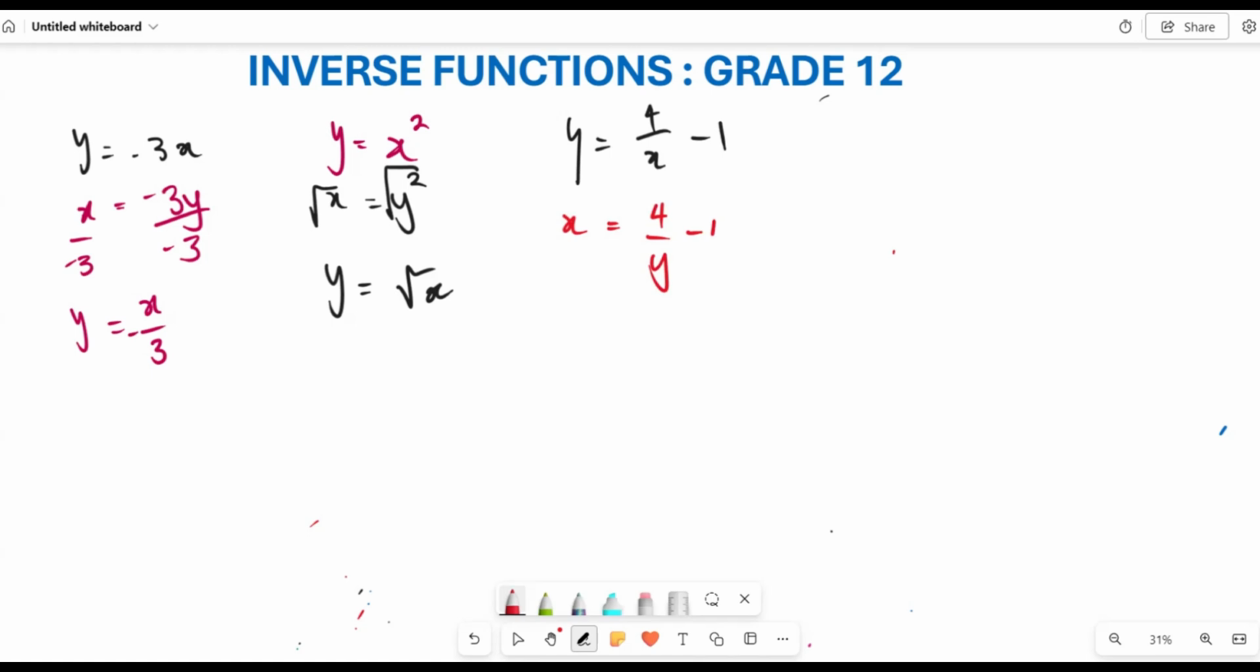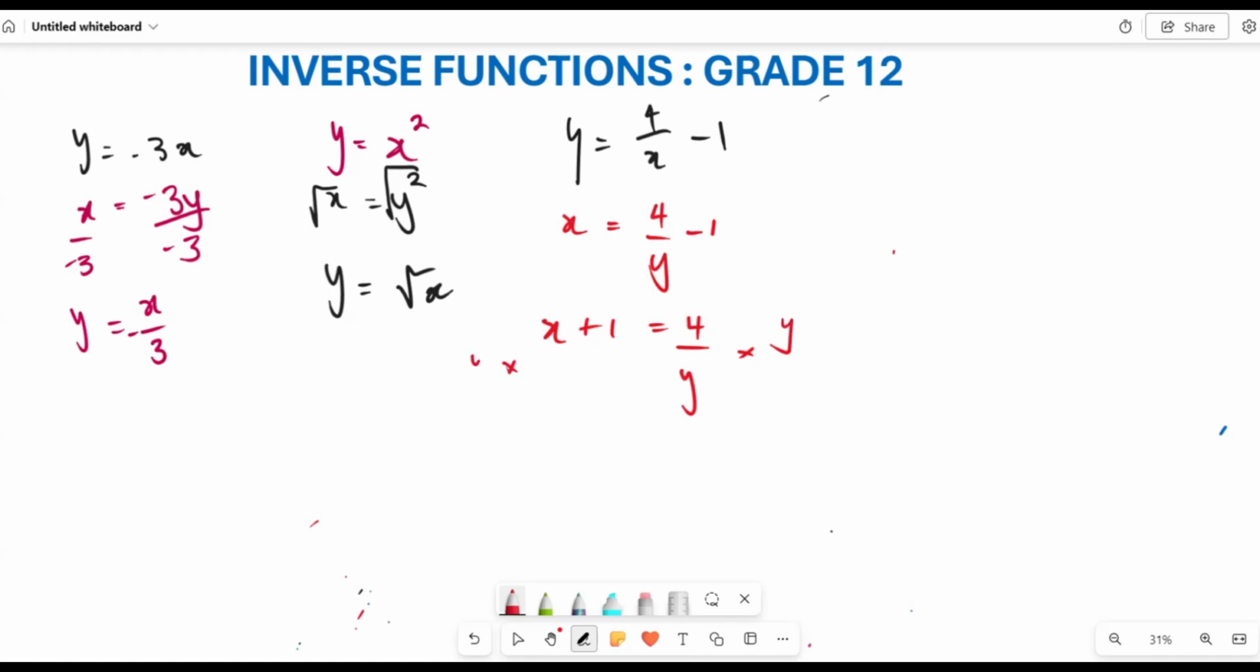Then I want to make y the subject of the formula. How can I do that? I take the 1 first. This is going to be x + 1 = 4 over y. Are we fine? What else am I going to do from here? I want to get rid of the denominator of y, so I'm going to multiply by y everywhere.